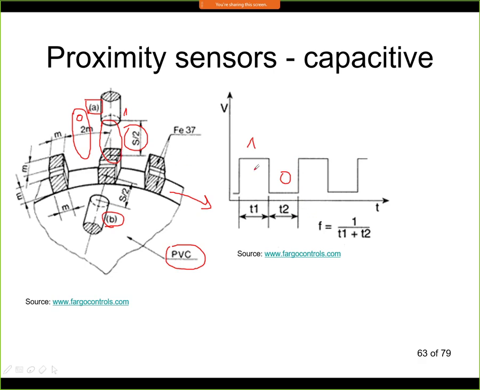By counting the pulses, we can count the number of objects. So here I would see 1, 2, 3 pulses like this, 3 ones like that, and this allows me to count it. But if I time it as well, I can also find out what is the speed of the moving object.